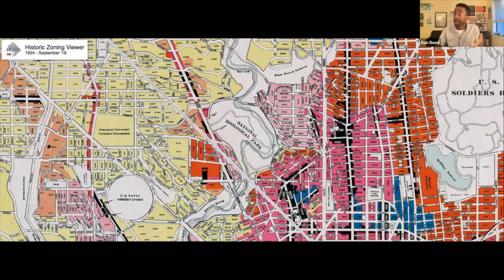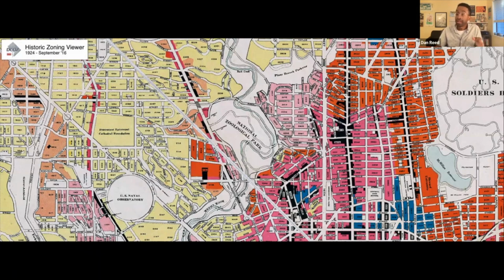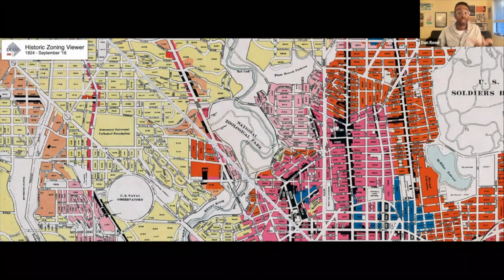Cities all over the country made maps like this one. This is DC's map from 1936, and the colors are still used today. These yellow areas here are areas that are the most restrictive. You can only build single family homes. The brown areas, a little bit less so. The red areas, you can build maybe more of a mix of row houses and some commercial activities, and the purple areas are even less restrictive.